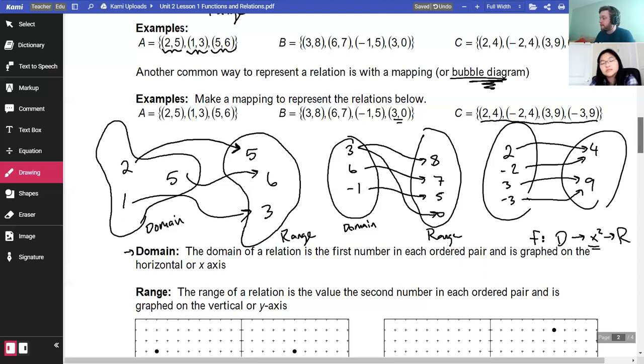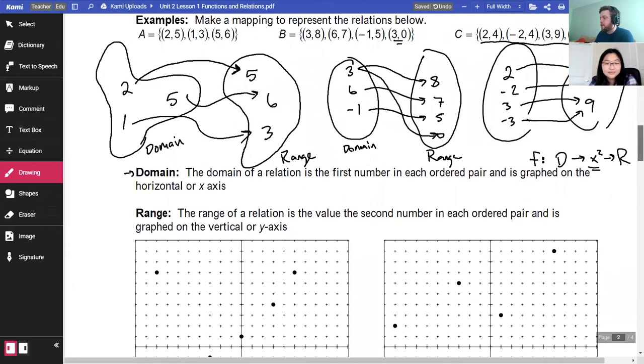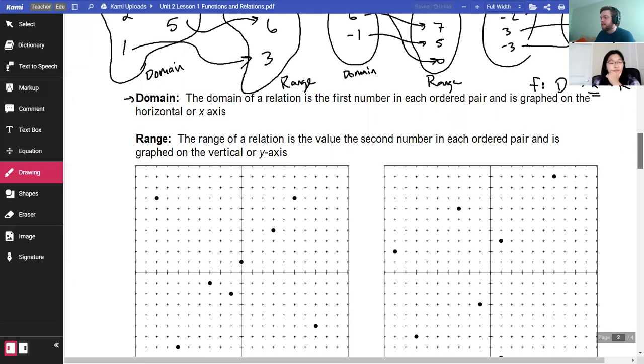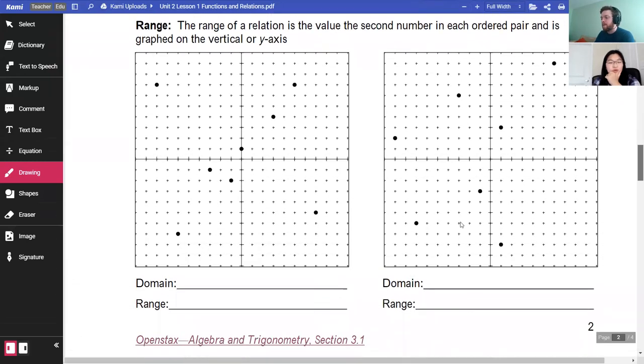All right, continuing. We have these two things. I've already described what they are. The domain of a relation is the first number in each ordered pair. If we're talking about graphs, it's the x coordinate. The range is the y coordinate. It is the second value. Or maybe we could generalize it to horizontal versus vertical. So we have a horizontal axis, a vertical axis. And this picture right here is telling you exactly a relationship. These are all coordinate pairs, just graphically expressed.